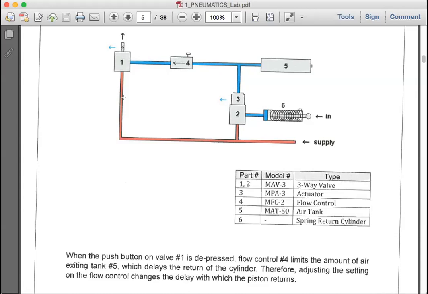So the flow control and the tank do not slow down how the piston returns. The piston will return quickly the moment this part is depressurized below 20. It just creates a delay from the moment you release the stem to the moment you see the piston return. But the piston will return quickly as soon as this part is sufficiently depressurized. Okay. Thank you so much.